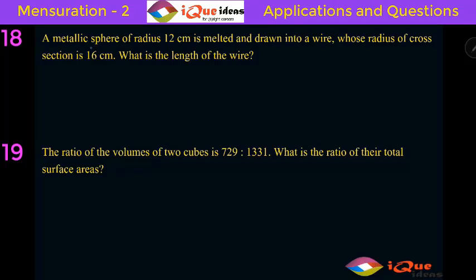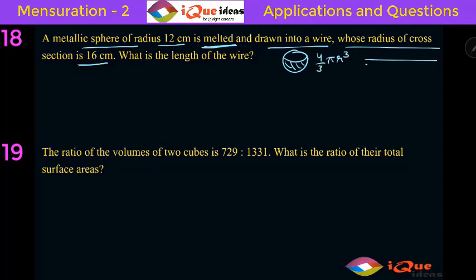Now this question says a metallic sphere of radius 12 centimeter is melted, right? So when you melt something, the volume remains constant, and it is drawn into a wire whose radius of cross section is 16 centimeter. What is the length of the wire? See, understand, sphere we know, right? Sphere is of this shape. The volume of sphere is 4 by 3 pi r cube.